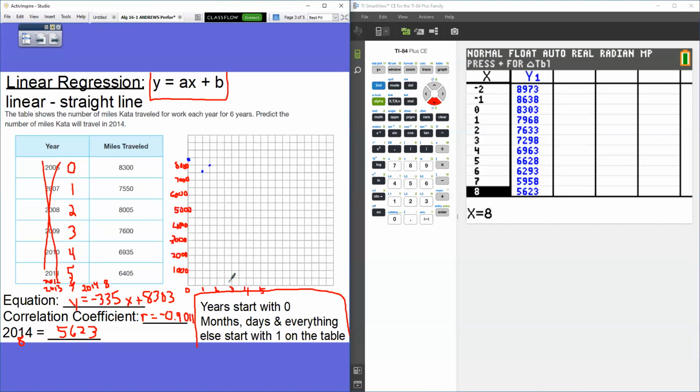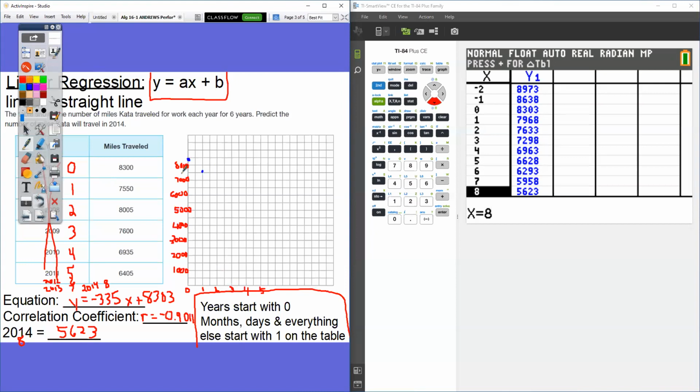3 is 76. Oops, I did it in the wrong spot. 2 is 8,000. 3 is 7,600. 4 is 6,900, so just under 7,000. And 5 is 6,400. So right about there. So those would be our dots that we would use.